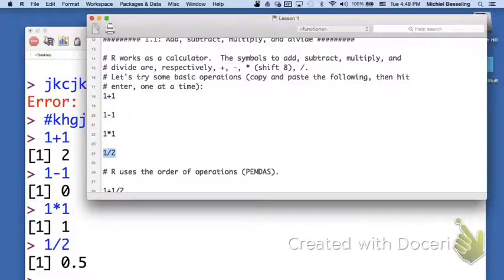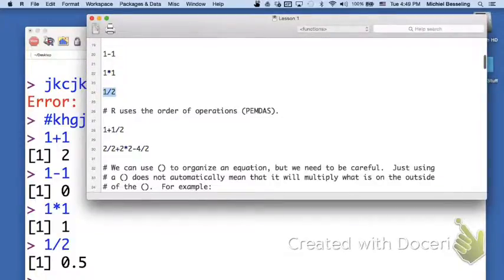So to make more complex calculations, R uses the order of operations that you may have learned way back in the days. PEMDAS, please excuse my dear Aunt Sally. I've heard a few other acronyms for this, I'm not sure what they are, but the idea is we do what's in the parentheses first, then we do exponents, then we multiply, divide, add, and subtract.